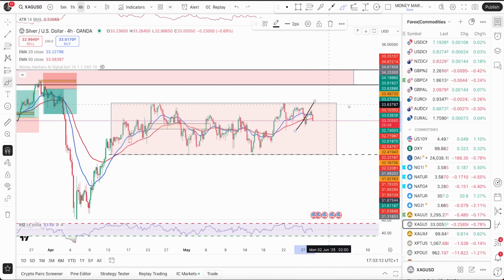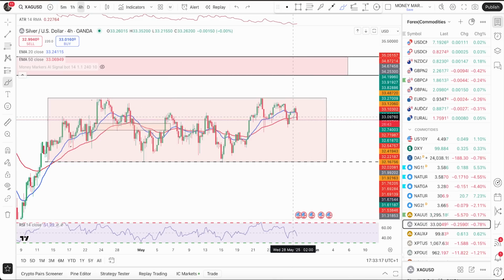For now, we are above the 50 EMA, not closed yet, so that is why the weight is towards the upside at this point. So keep an eye and wait for the breakout. Once the breakout happens, same like gold, we are looking at the zone above to sell this market.